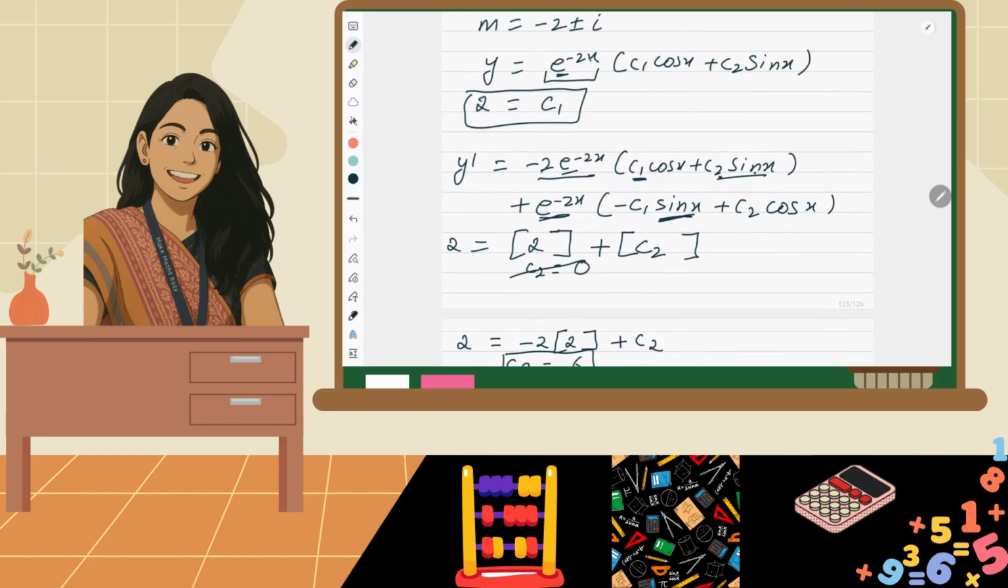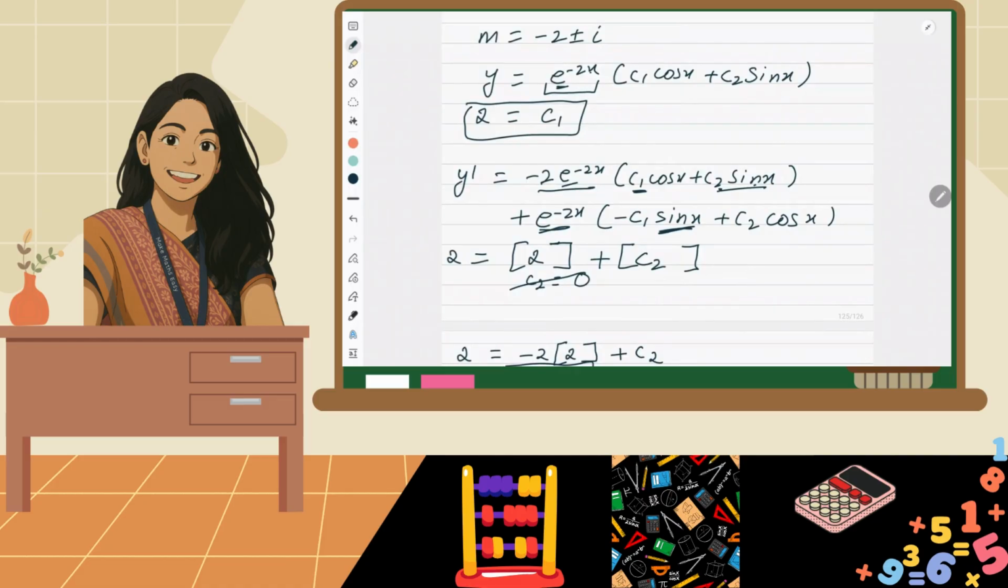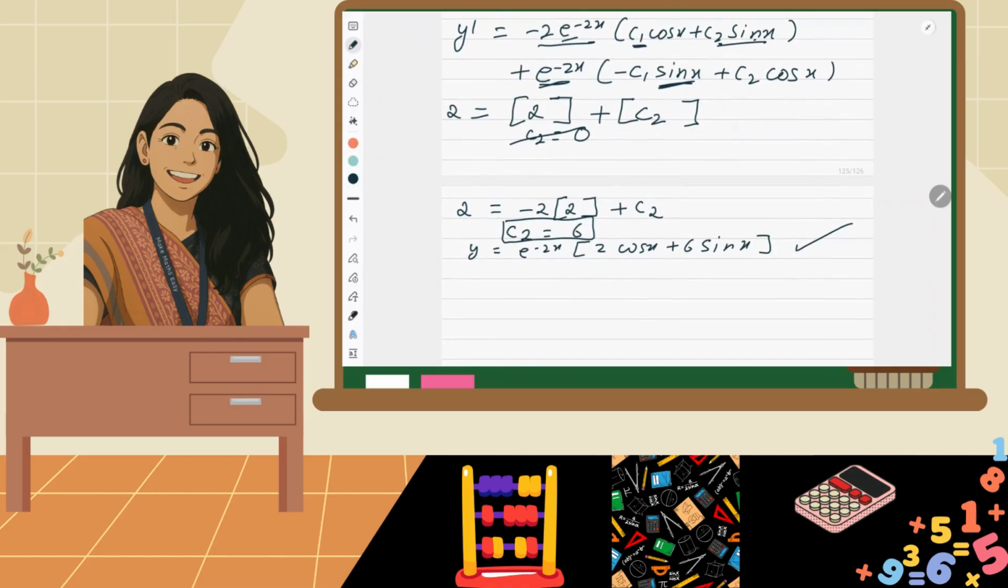So now let me write down the answer. For the answer I need this y value. So y is equal to e to the power minus 2x times 2 cos x plus 6 sin x. So this is my final answer. So this is all about the complementary function and initial value problem. In my next video, I will be discussing the particular integral for all the cases one by one.